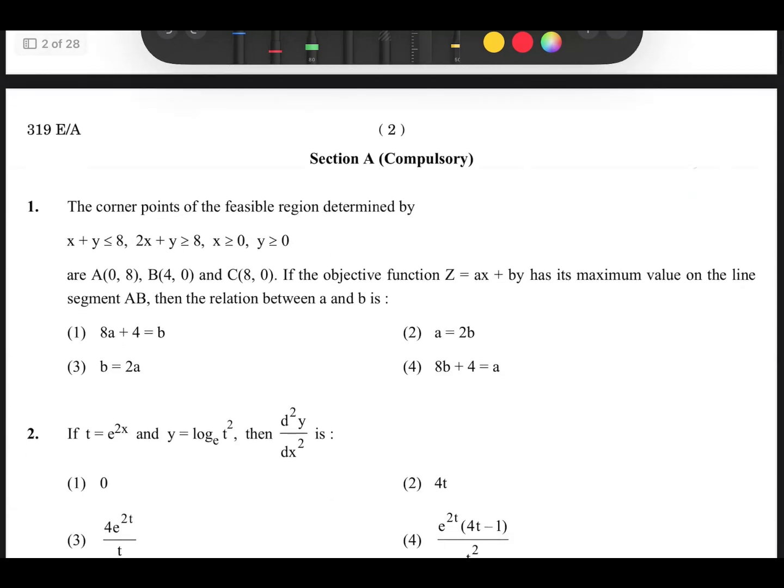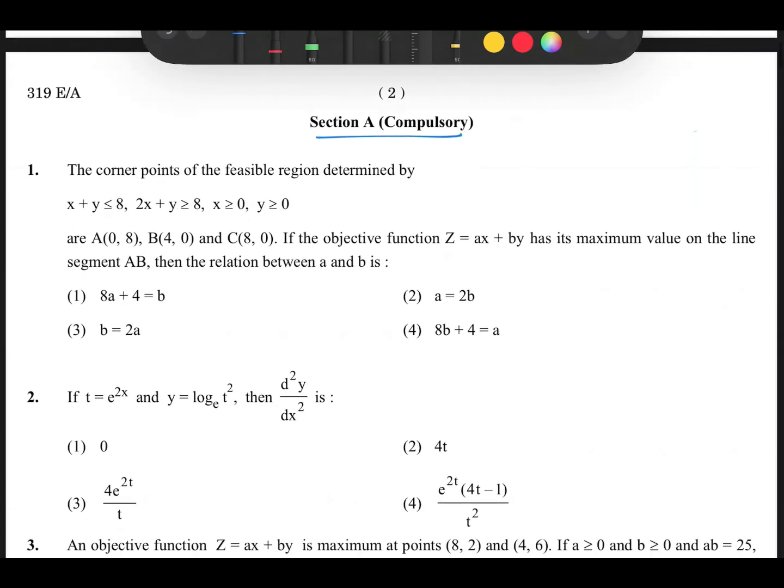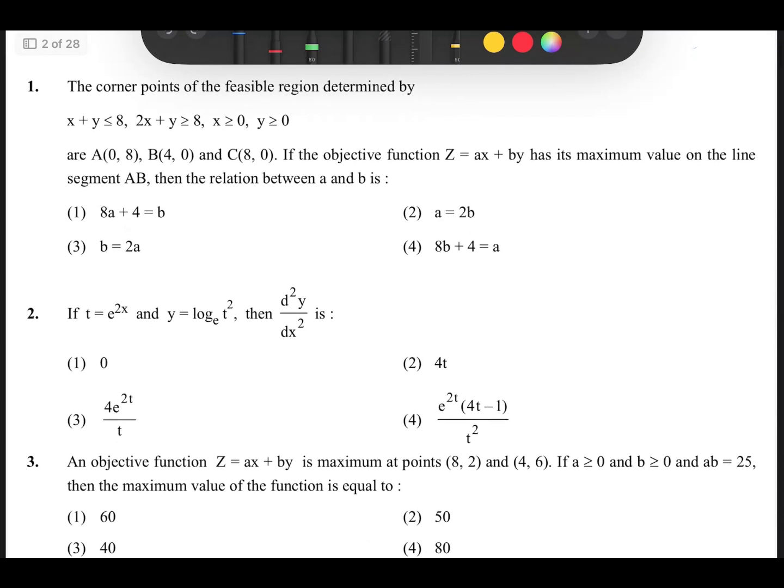This was section A, the compulsory section. It has 15 questions. Let's get started. The first question says the corner points of the feasible region are these points. So you already have the corner points.